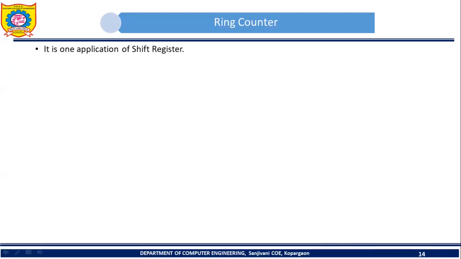So there are several applications of shift register. One of the applications of shift register is ring counter. So let's see what happens in ring counter. In ring counter, output of last flip-flop is connected to the input of first flip-flop. Already we know that register is nothing but a group of flip-flops. So in case of ring counter, output of last flip-flop is connected to the input of first flip-flop.